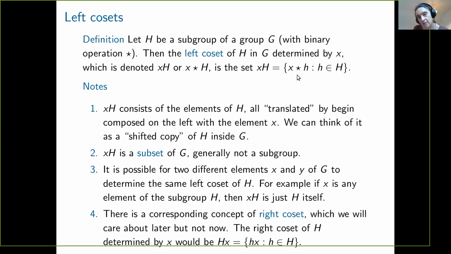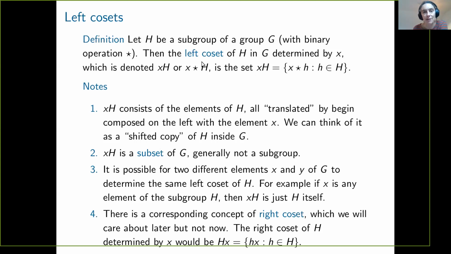In that case, x star H will always be an element of H for every element of H, because H is closed under the group operation star. So if x is an element of H itself, the left coset that is determined will just be the subgroup H itself. So two elements will determine the same left coset, for example, if they both belong to the subgroup H itself.